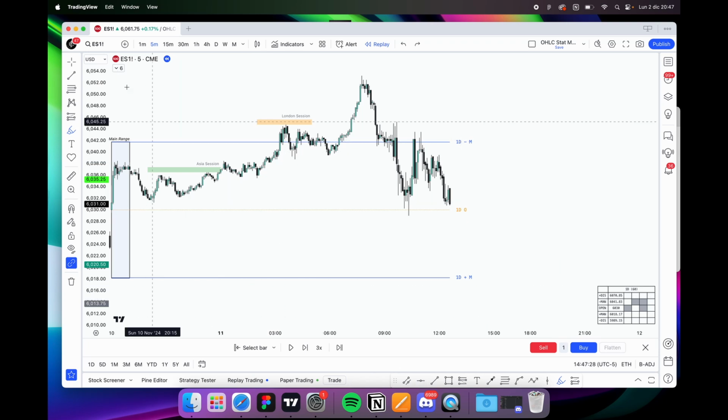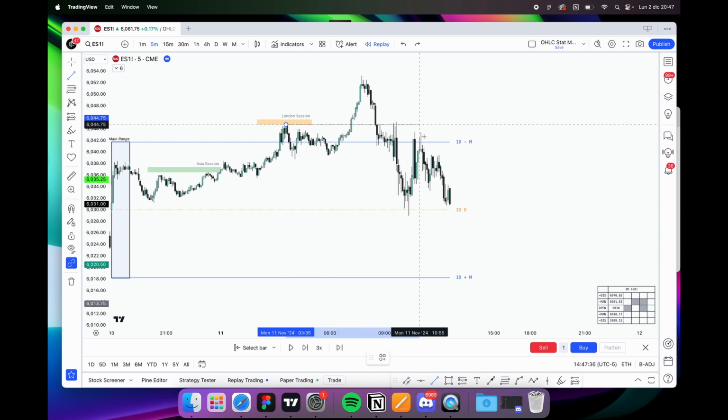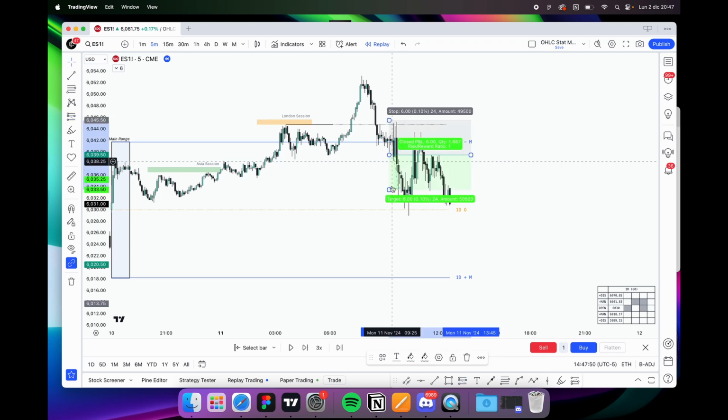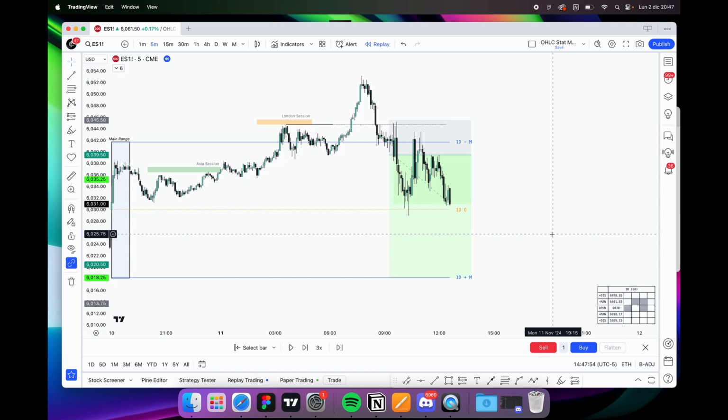So at this point, what do we expect? Or we try to play the short. That is also something that you could maybe see. So that would be manipulation, consolidation, and then some kind of play right here into the other range, into the other side of the range.